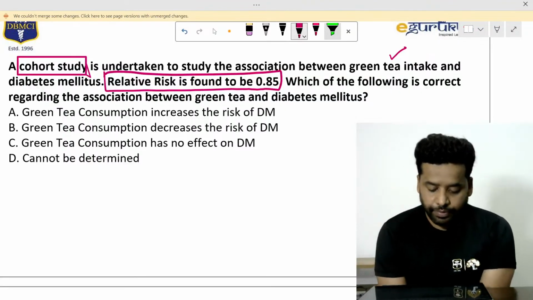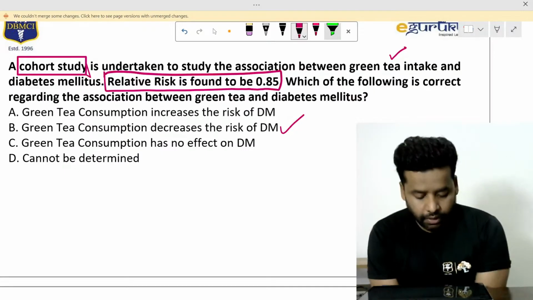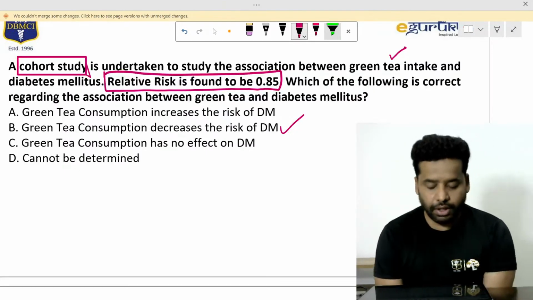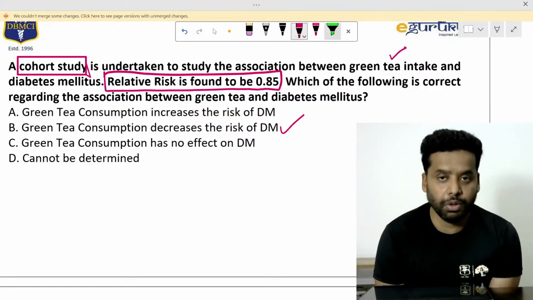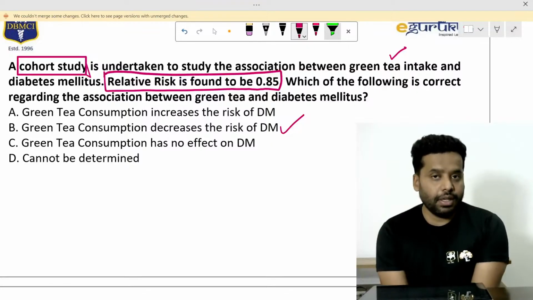Risk ratio is less than 1, so there is less risk. It will reduce the risk. The question is not commenting on significance, so nothing to worry about p-value, nothing to worry about confidence estimate, just a basic level of question.